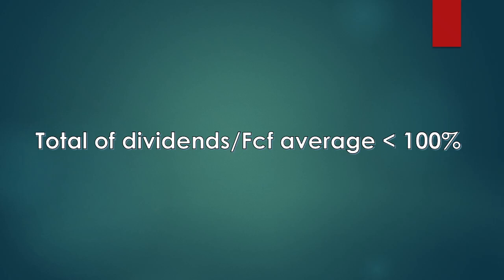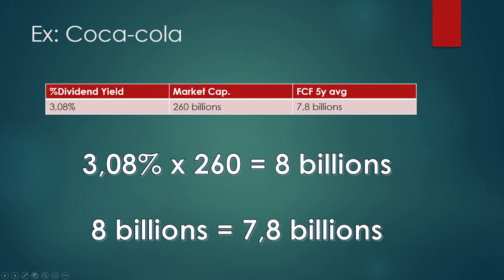Let's go to an example. Coca Cola has a current dividend yield of 3.08%. If we multiply this value by its current market capitalization, we see that it pays a total of $8 billion annually in dividends. Comparing this value with the average free cash flow of the last 5 years, we see that dividends consume most of it, which may not be ideal.